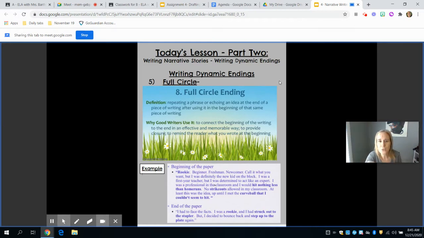So good writers use a full circle ending to connect the beginning to the end, to make you remember something that you brought up right at the beginning. So they give an example here.